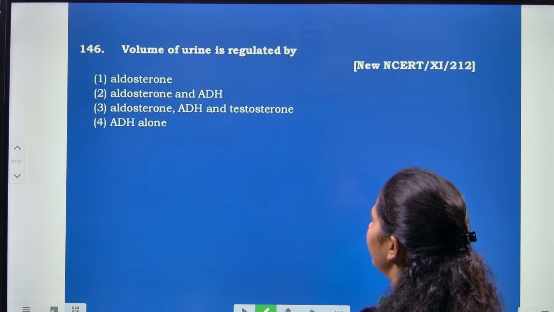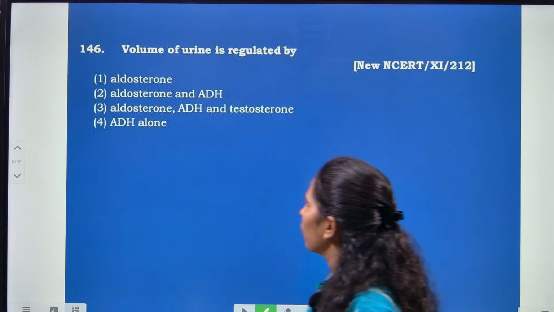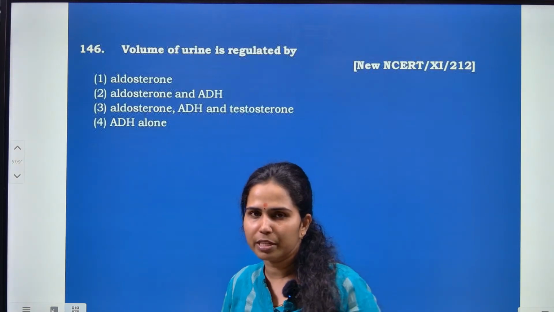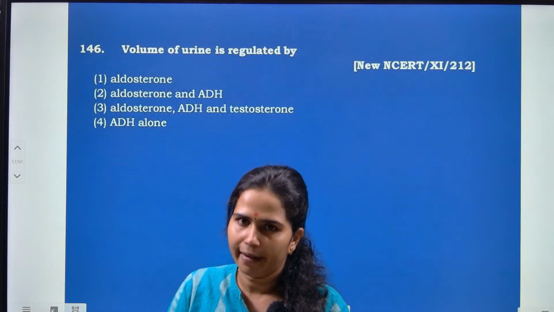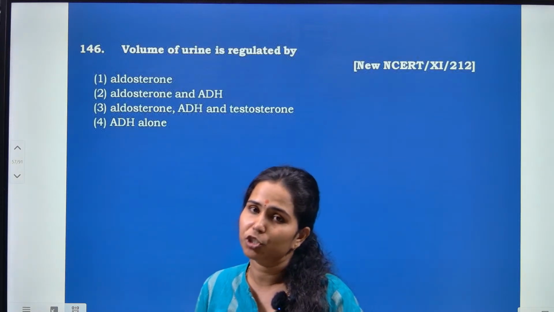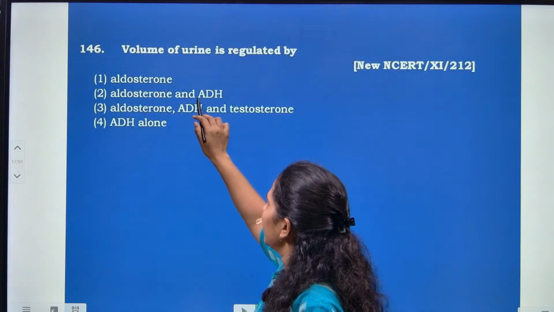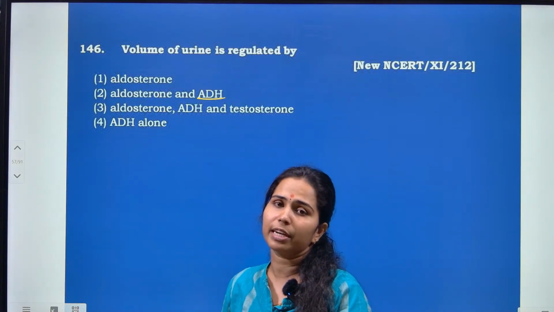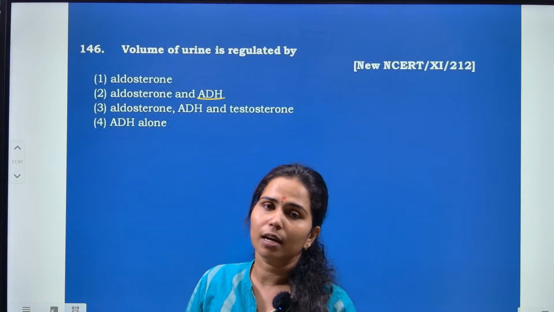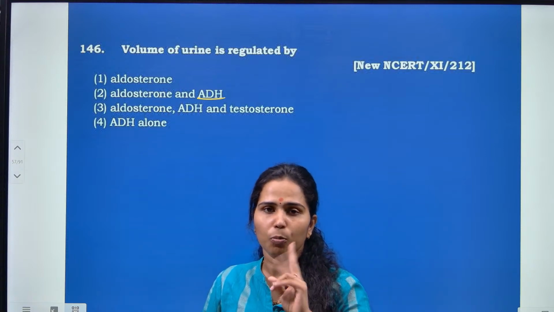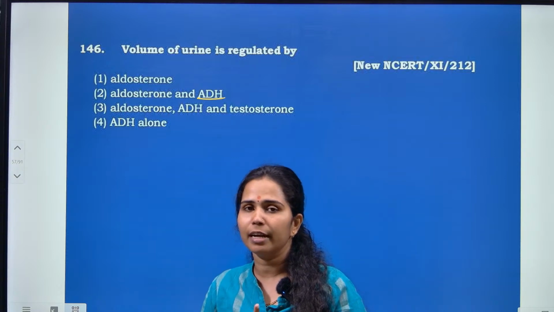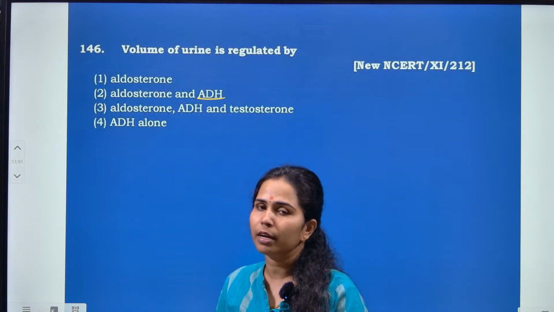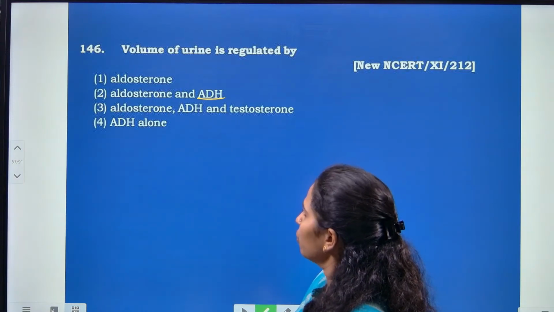Now, the volume of urine is regulated by. So who is going to regulate the volume of urine? There are two hormones. One is aldosterone, which is secreted by the cortex region of the adrenal gland, which is present just above the bean shaped kidney. The second one is ADH, that is antidiuretic hormone, which is secreted by the hypothalamus but stored in the posterior lobe of the pituitary gland. So both aldosterone of the adrenal gland and ADH of the hypothalamus help in the regulation of urine formation.